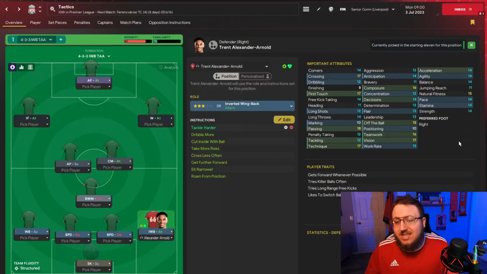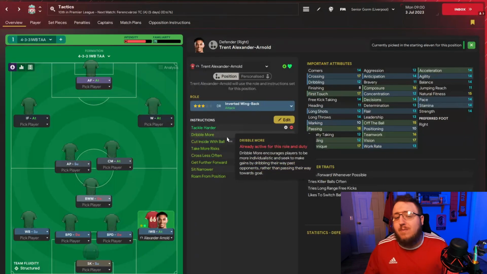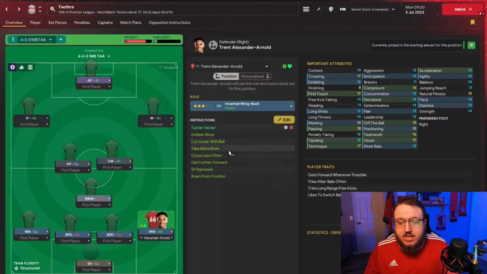The blue is the secondary, but then you have the instructions that are automatically on there. The bright green is the one that I've selected, and the not so bright green is just what is already on the role. So on an inverted wingback on attack, you've got dribble more, cut inside with the ball, take more risks, cross less often, get further forward, sit narrower, and roam from position.